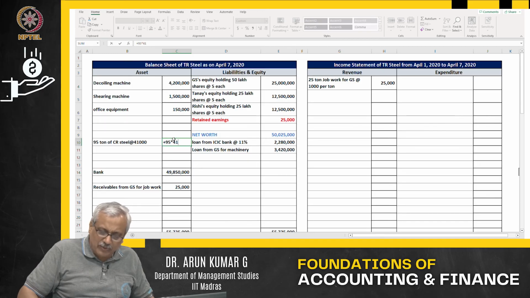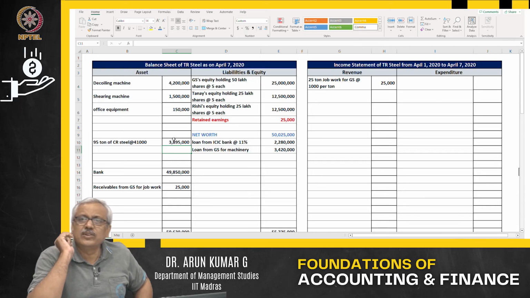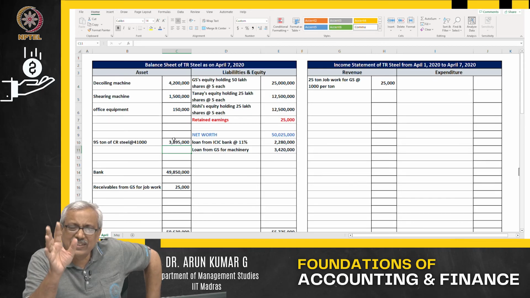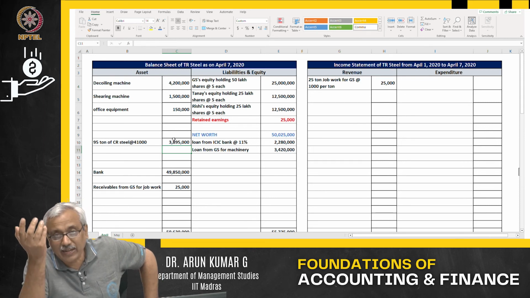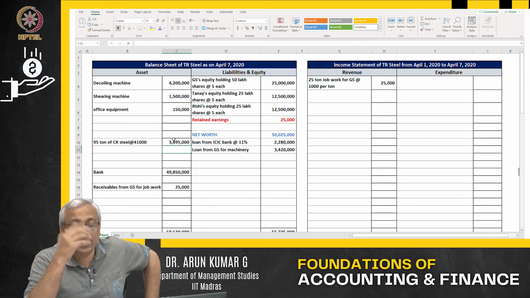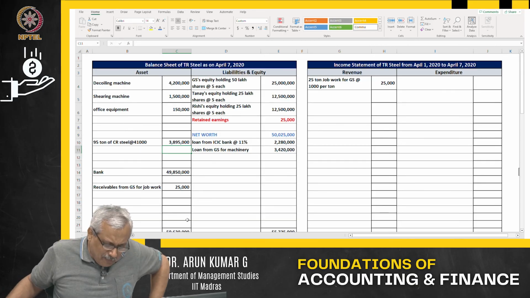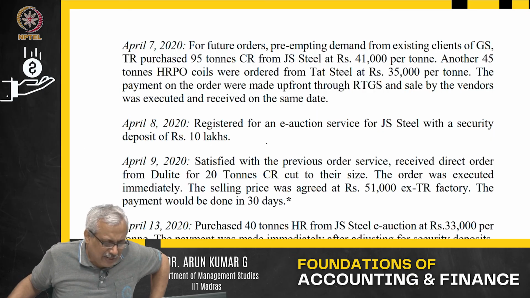Now, what is happening? 95 tons at 41,000 per ton. Now, this is what you own. You have got it. It is there. They said the order was executed. You have received it. Everything done. That is about 38,95,000, or 3.895 crore. Sorry, a million. So, what has happened? The other part of the transaction, sir, asset is impacted.